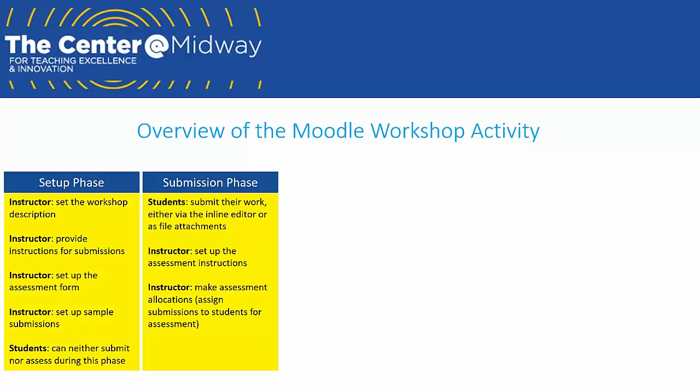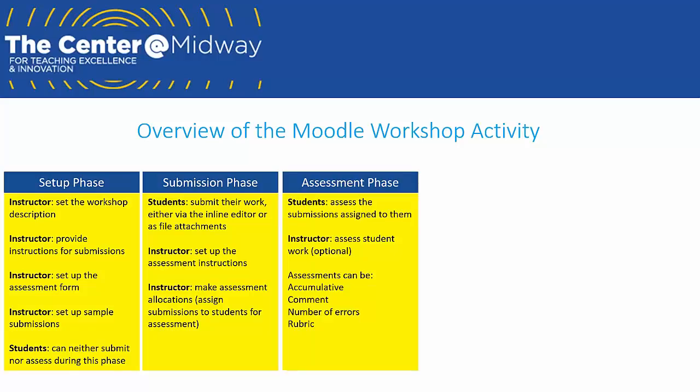So in other words, if you've got 6 people in your class, student 1, 2, 3, 4, 5, and 6, and student 1 has submitted their work, then you can say, okay, student 2 and 3 is going to assess student 1. So that's what you would be doing as the instructor in the submission phase. Once all the assessment allocations are made, the instructor would push the workshop activity to the assessment phase.